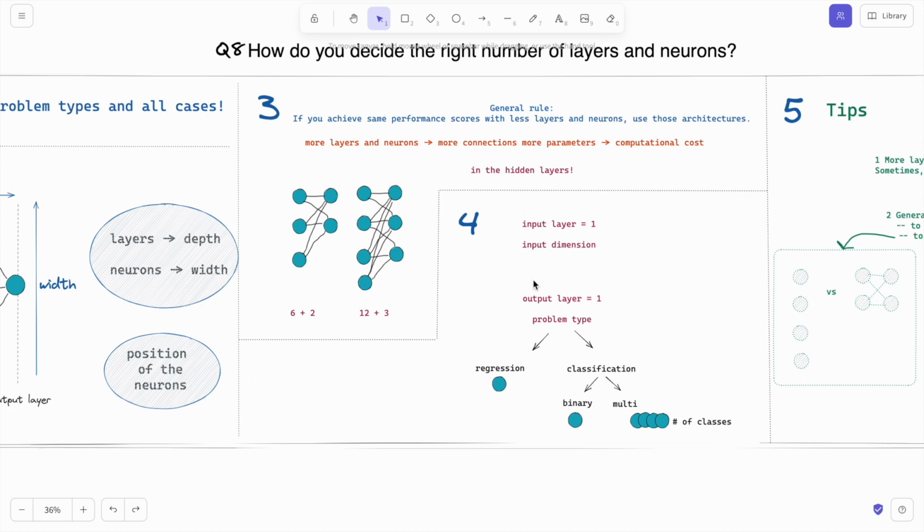For the input layer, we are not so flexible. You will have one input layer in the model, and the number of neurons in that input layer will be decided according to the input dimension. Again, we will have one output layer in the model, and we will decide according to the problem type. If it is a regression model, then we will add one neuron with a linear activation function. But if it's a binary classification problem, again there will be one neuron, but the activation function will be sigmoid or tanh. And if it is multi-class classification, then the number of neurons will be equal to the number of classes. As you see here, we will decide according to the type of layer and the problem type.